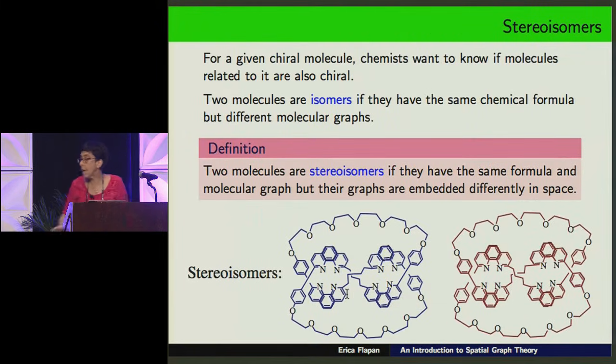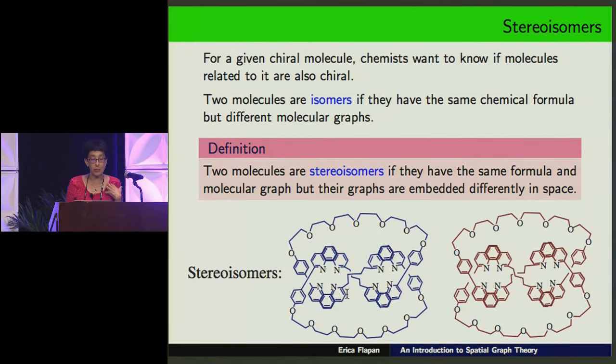So once a chemist knows that a molecule is chiral, he or she wants to know whether related molecules are also chiral. And so one term you may be familiar with if you took a chemistry class is the term isomer. So two molecules are isomers if they have the same chemical formula but different molecular graphs. Well, that has some relationship to the original, but that's not a topological relationship that we're interested in.